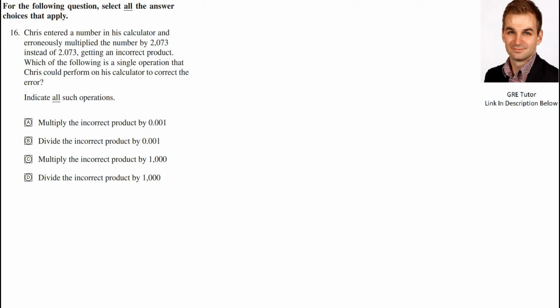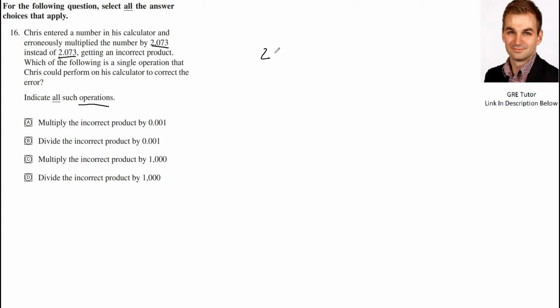Okay, so it says Chris entered a number in his calculator and erroneously multiplied the number by 2073 instead of 2.073, getting an incorrect product. So he multiplied it by this number instead of this number. Which of the following is a single operation that Chris could perform on his calculator to correct the error? Indicate all such operations.